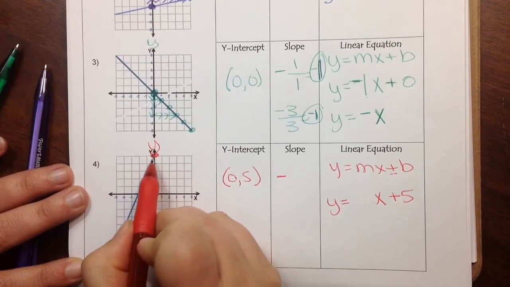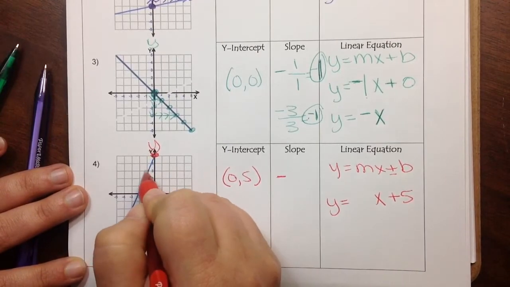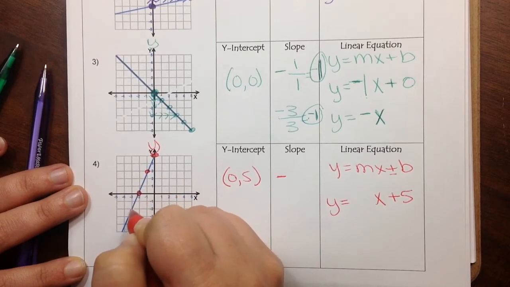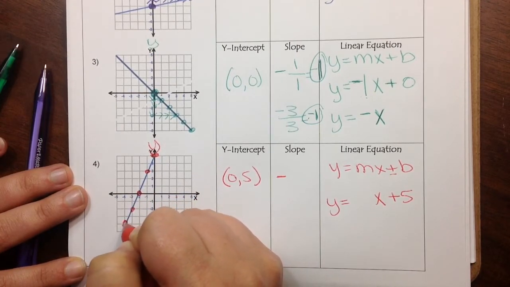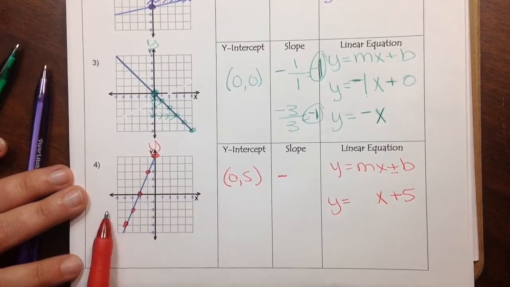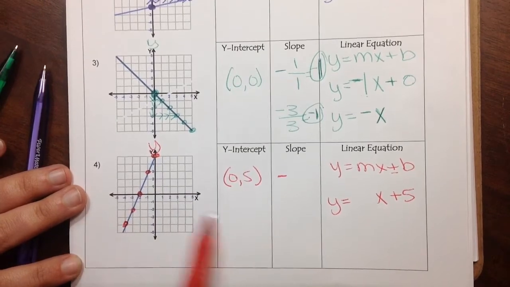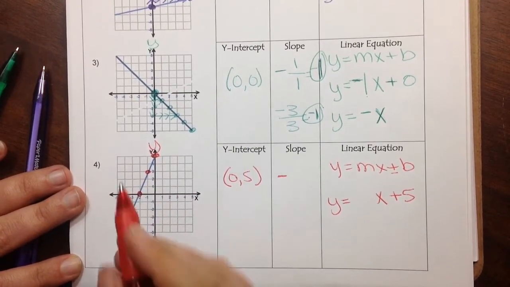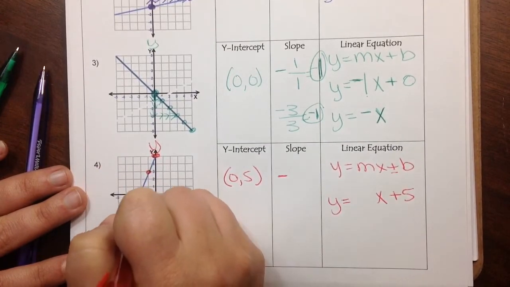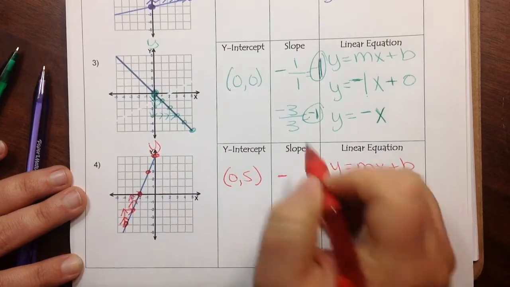So let's draw some dots. Trace, trace, dot. Now, a lot of you are going to try to go down, but we can't because you always start on the left. Just like reading a sentence, you read from left to right. Graphs go from left to right. So he goes up 2 over 1. Let's try it again. Up 2 over 1.